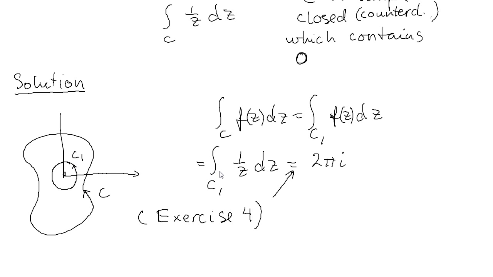And it's exercise 4, I guess. In this exercise we show that the integral over this circle of 1 over z is just equal to 2 pi i.